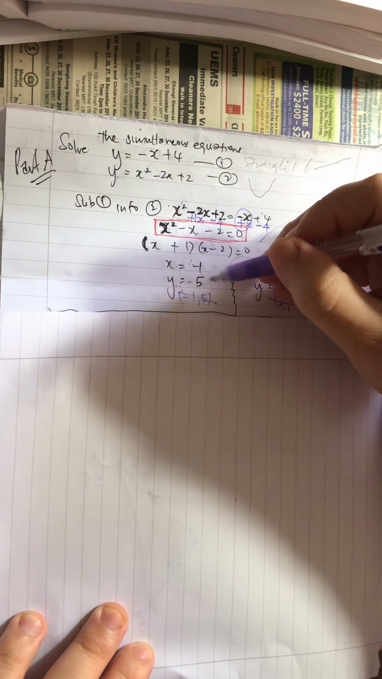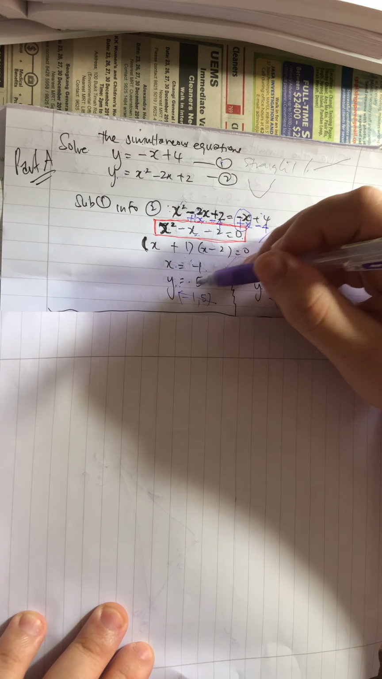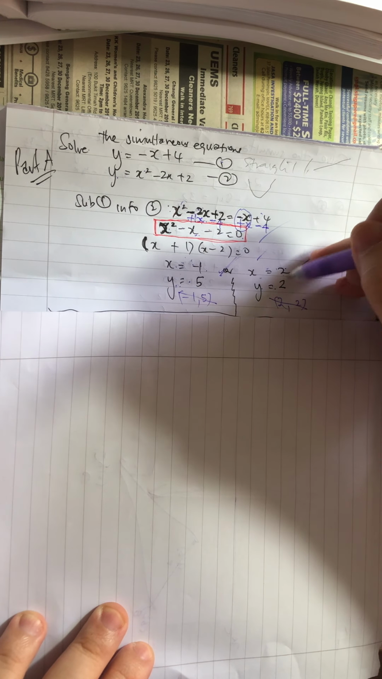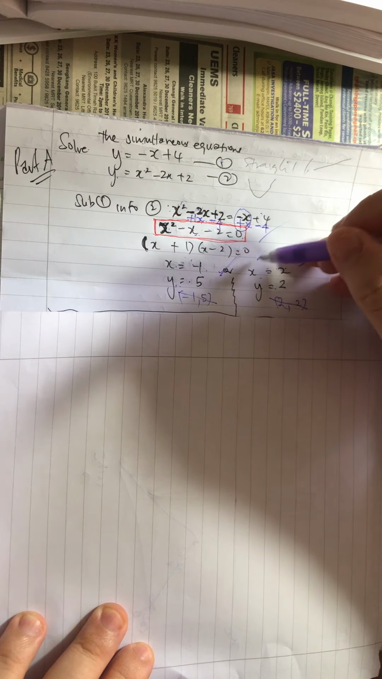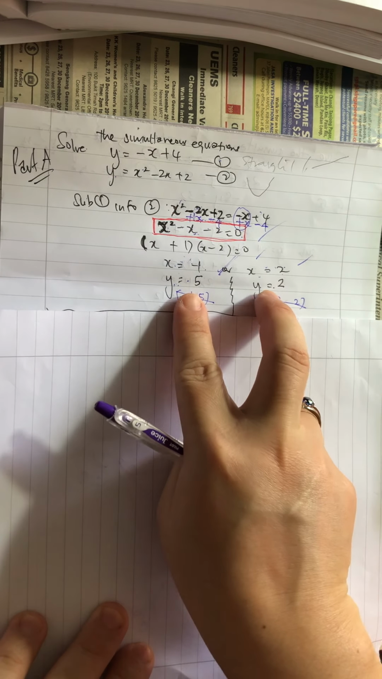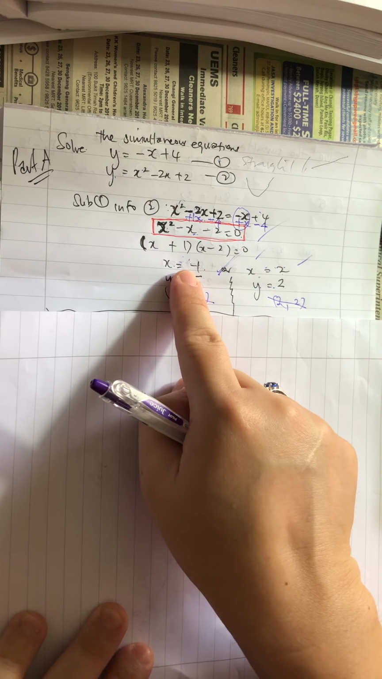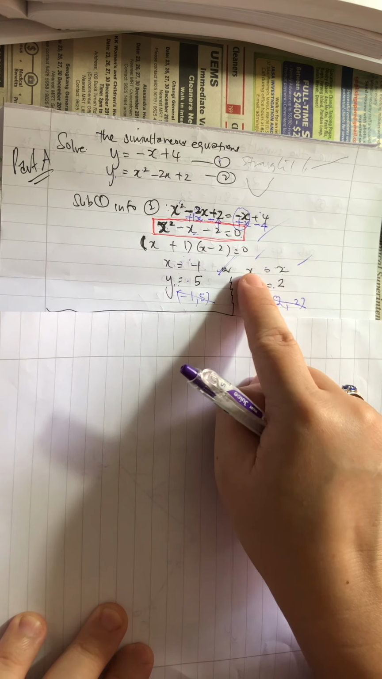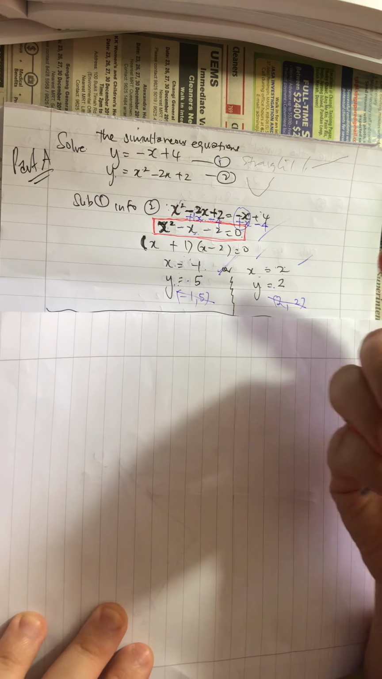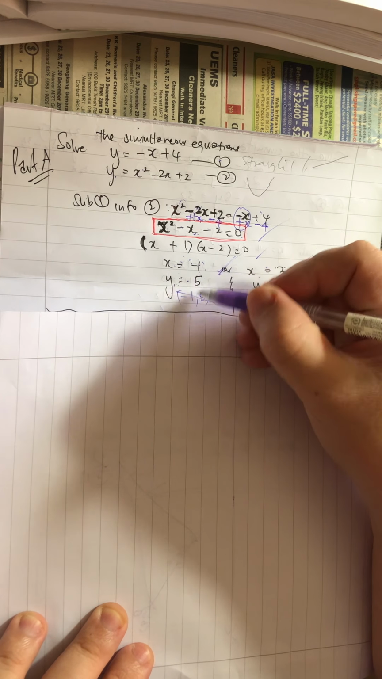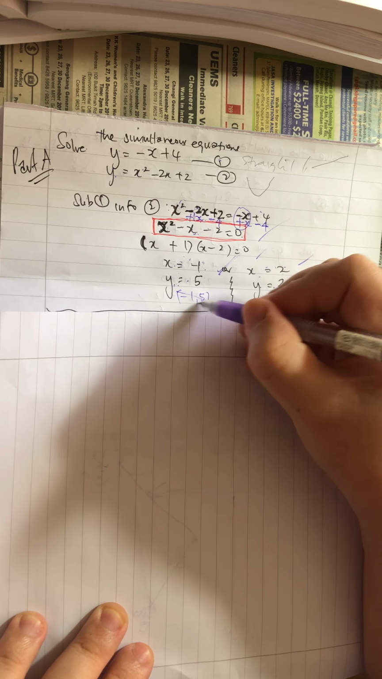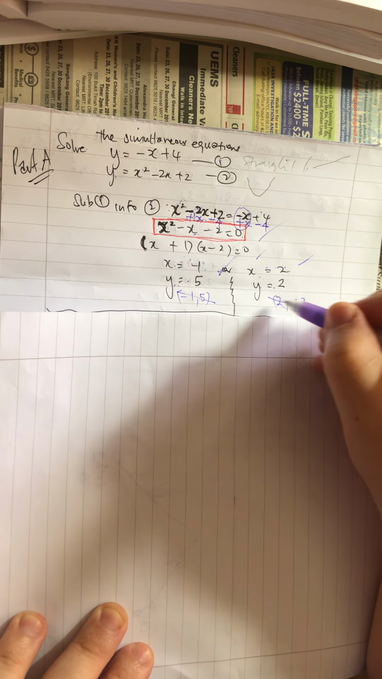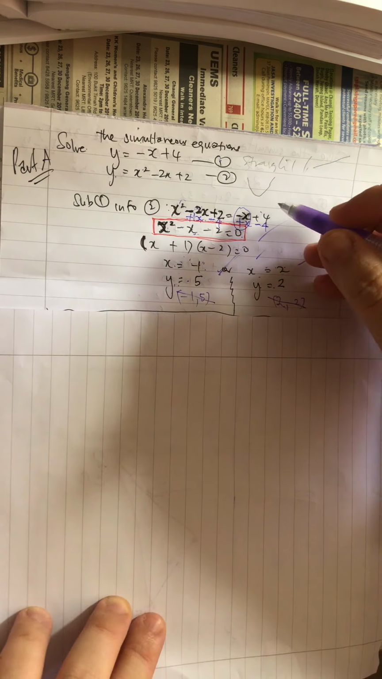When they ask you to solve, you just write x equals to what, y equals to what. This is one pair of answer. X equals to 2, y equals 2. This is another pair of answer. Okay, meaning to say you cannot swap these two around. You cannot say when x equals to -1, y equals to 2, when x equals to 2, y equals to 4. You cannot do that. These two are like a pair, okay? They are like a coordinate pair. These two, they are a coordinate pair, so you cannot swap them around. So you have to be very clear about this.